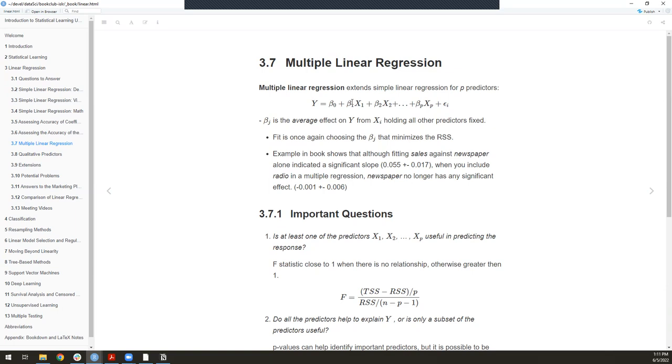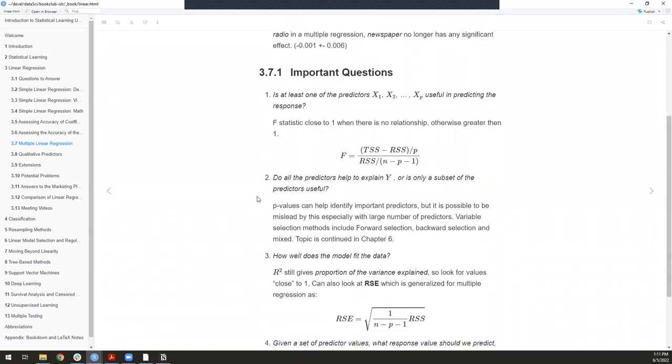But when you include radio in a multiple regression, the newspaper no longer has any significant effect, because that was just spurious. The only reason newspaper had any effect is that newspaper almost always went along with radio. Nobody just did plain radio. They would do radio and newspaper advertising at the same time. So it's really the radio that was doing it, not the newspaper. The newspaper was just coming along for the ride. That's how I interpreted that anyway, kind of a spurious correlation.